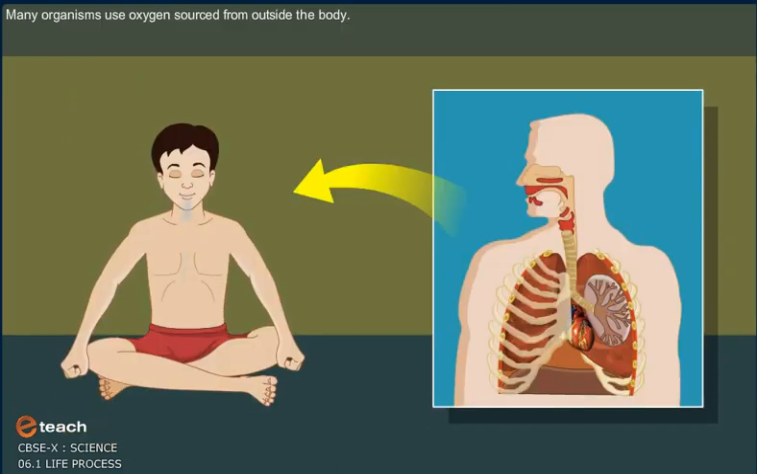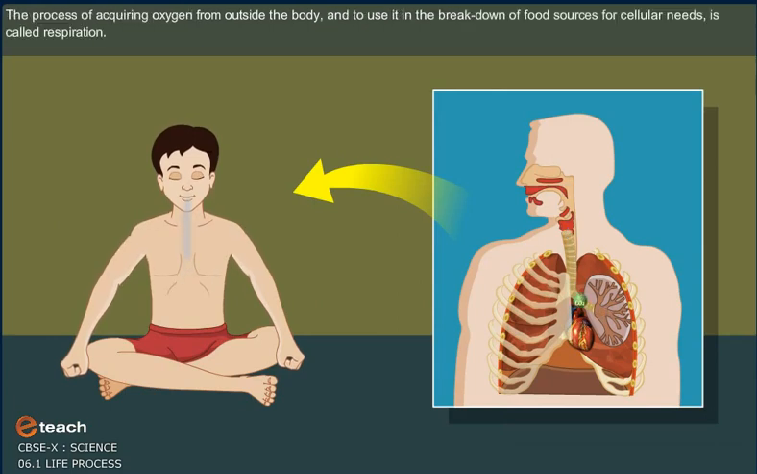Many organisms use oxygen sourced from outside the body. The process of acquiring oxygen from outside the body and using it in the process of breakdown of food sources for cellular needs is respiration.